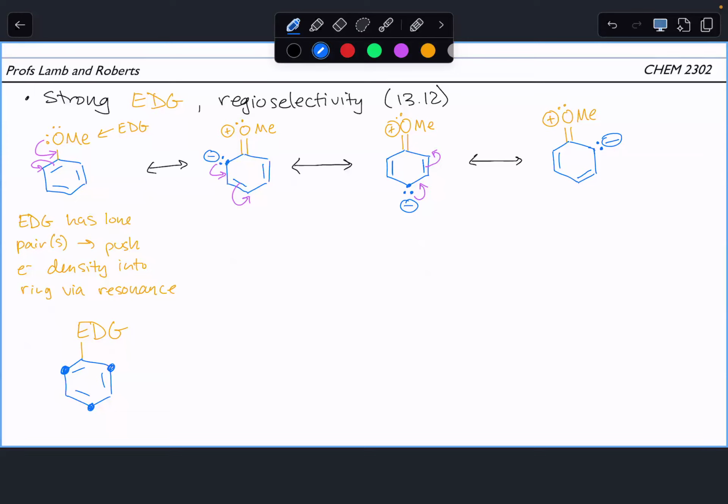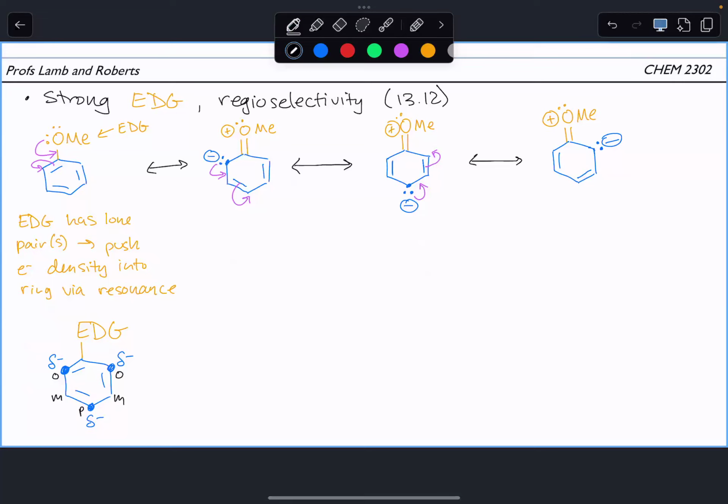All of those have some partial negative charge, because we have a resonance structure that has a negative charge on it. Remember that resonance means the actual structure is an average of all of these resonance structures. So we have some delta minus, delta minus, delta minus. There is more electron density on these ortho and para positions. Let me just label them: this is ortho, ortho, meta, meta, and para.